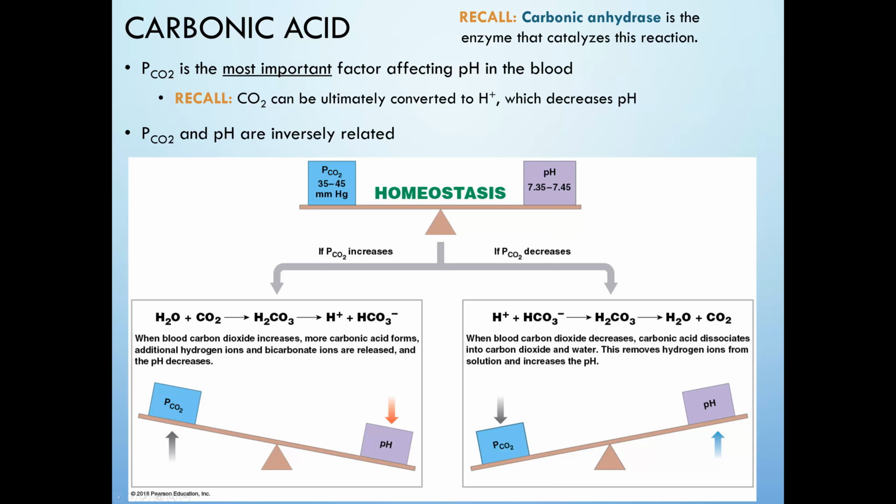The more hydrogen ions we have, the smaller the pH number. So more carbon dioxide, more hydrogen means a lower pH. Conversely, if we have too little carbon dioxide, we actually use up some of our hydrogen ions to make more carbon dioxide. So a decrease in carbon dioxide means a decrease in hydrogen ions, which would be an increase in pH. So they are inversely related.